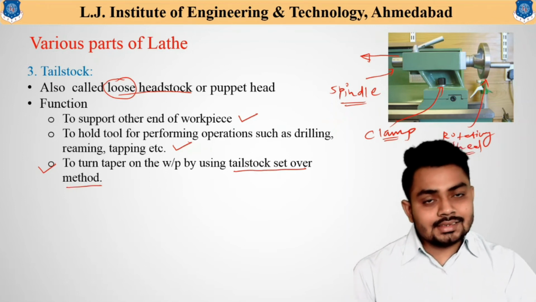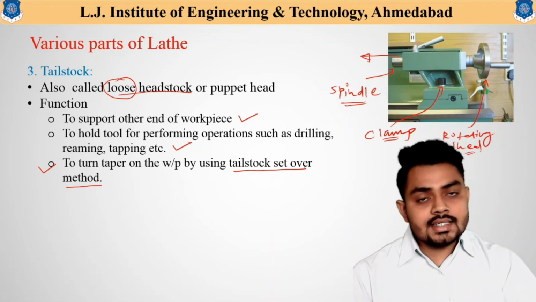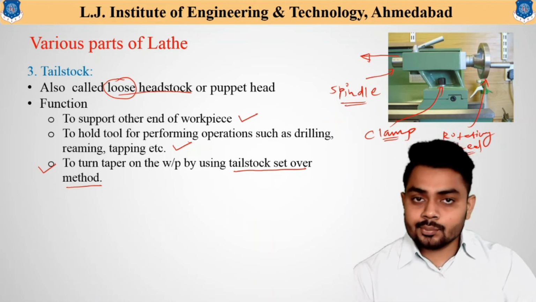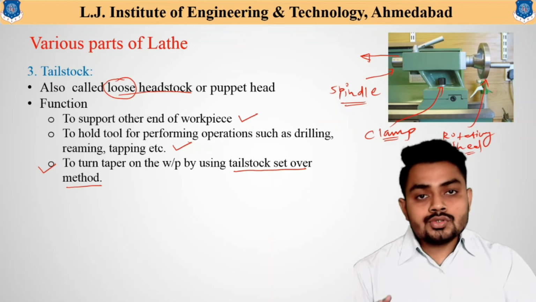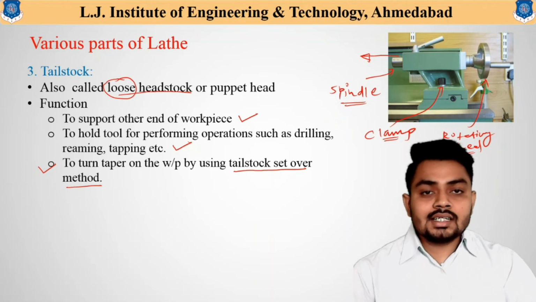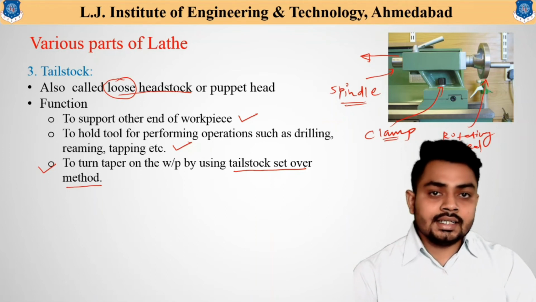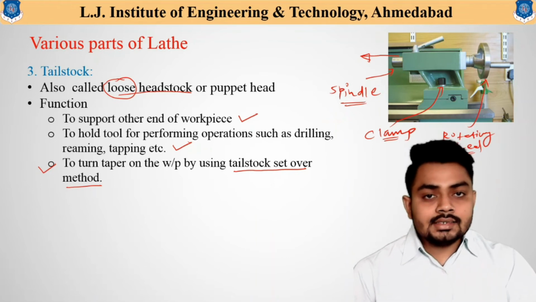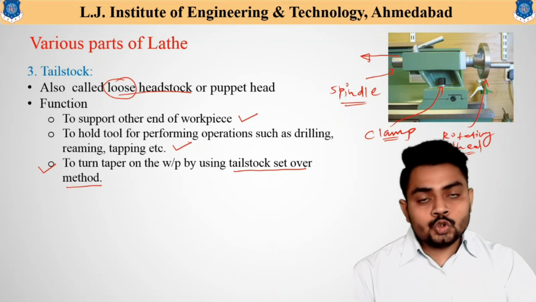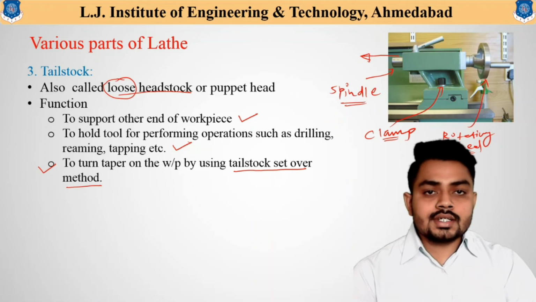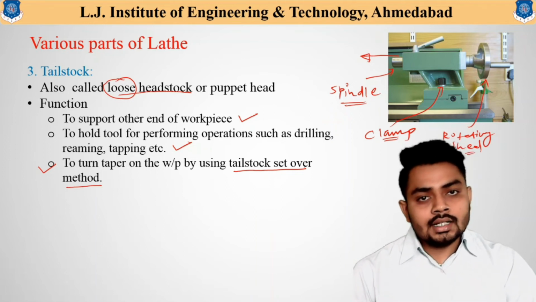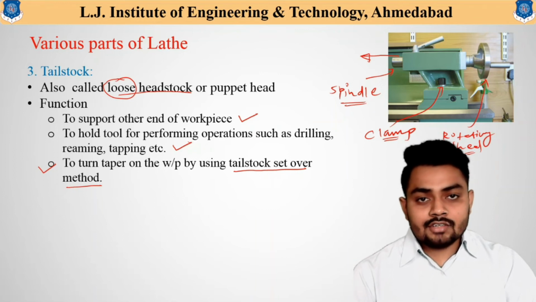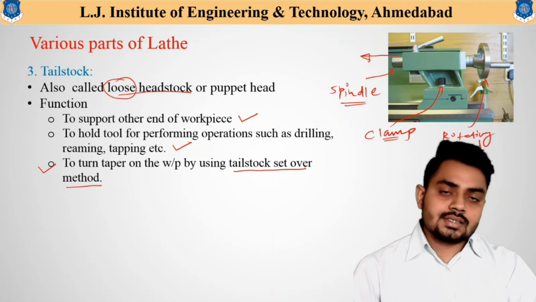So again, in simple words, this tailstock is useful in three important ways. First, to hold the longer workpiece during the machining operation. Second, to support the tool for performing certain machining operations such as drilling and reaming. And this tailstock is also helpful to maintain the taper turning condition using the tailstock setover method. That tailstock setover method we will discuss in further topics.